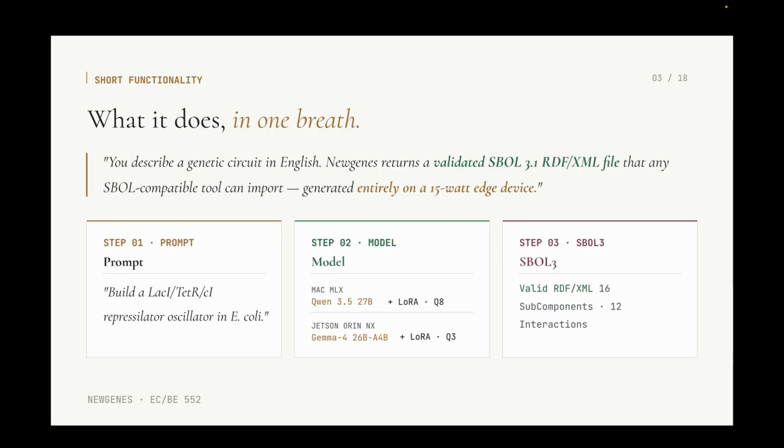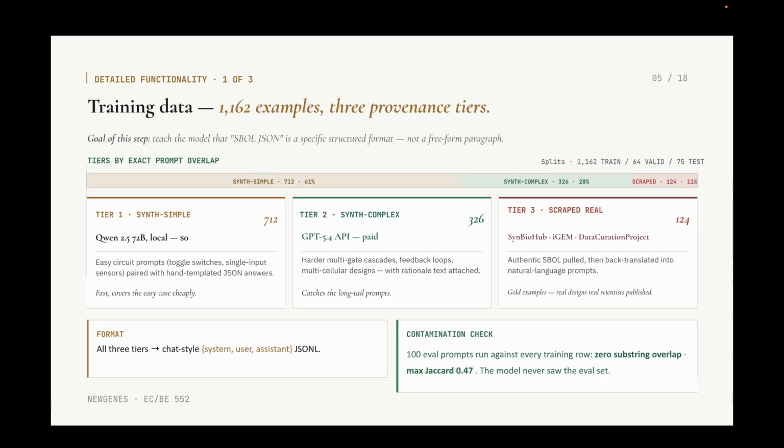The whole pipeline breaks down into 3 major steps. First, you enter a prompt, and second, the large language model takes your prompt, and the third step is it outputs a valid XML file, and then we check it using PySBOL3 and then iBioSim for structure and grammars.